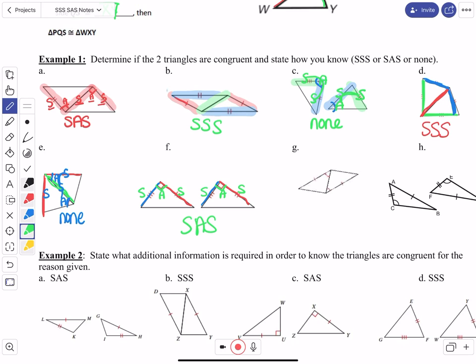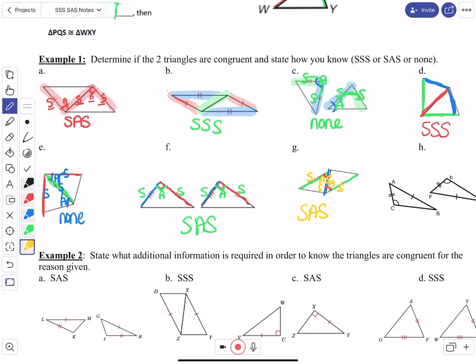Okay, in this one we've got our side. They share the side in the middle. And then we have that angle marked here. So let's look for our pattern. We have our side, angle, side there, and there's our side, angle, side that follows our pattern. So we are good for side, angle, side here.